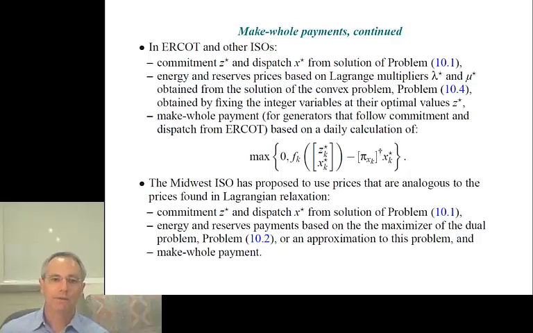The Midwest ISO has proposed to use prices that are analogous to the prices found in Lagrangian relaxation, still using the commitment and dispatch from the solution of problem 10.1. Energy and reserves payments would then be based on the dual maximizer, problem 10.2, or an approximation of this problem, and then some version of a make-whole payment.